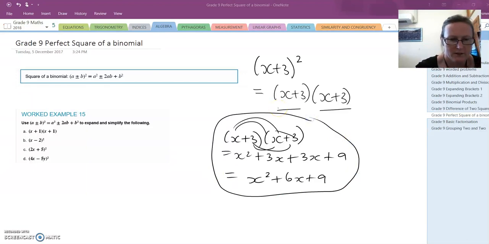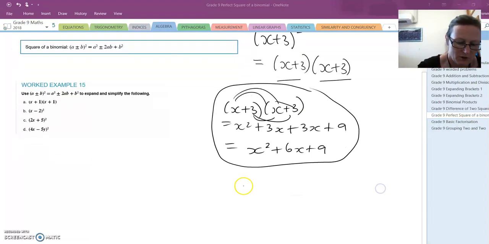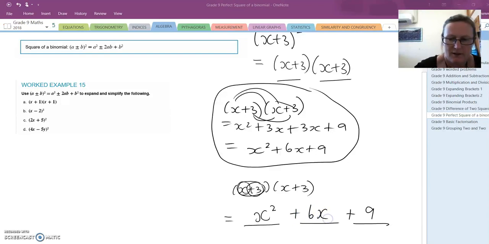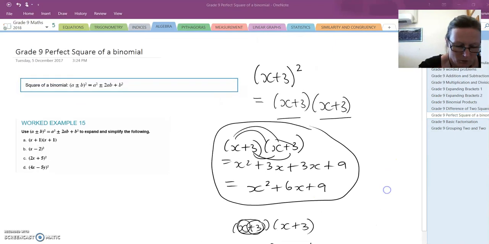But if we can recognise that this is in fact the perfect square of a binomial, there is a shortcut. So if what's in our brackets is exactly the same, so x plus 3, we end up with 3 terms in our answer. The first term in our answer is the square of this first term. The square of x is x squared. The last term of our answer is the square of 3, which is 9. The middle term of our answer is if we multiply these two terms together, x by 3, we get 3x, and double it gives us 6x. So the perfect square of a binomial rule, this is what it looks like.